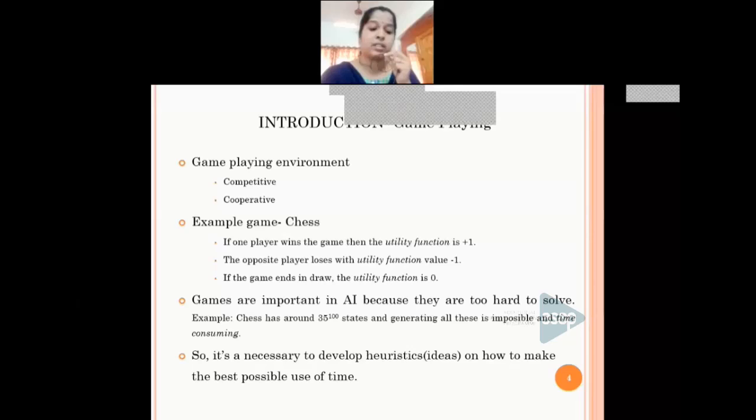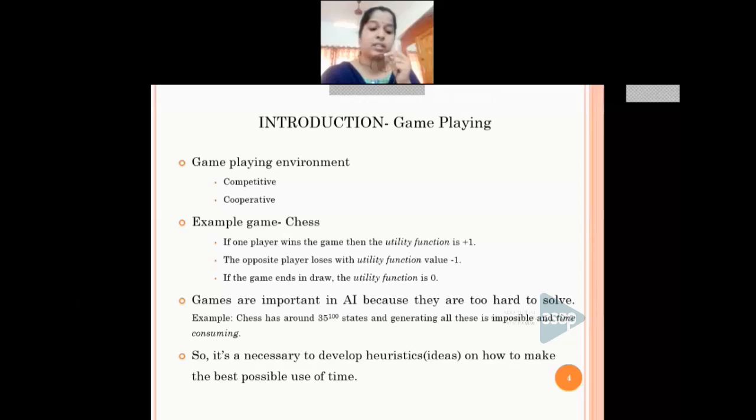Normal search procedures are not enough to solve all these problems. So games are important in artificial intelligence. So there comes the concept of game playing. And this game playing environment can be categorized into two types: competitive environment and cooperative environment.